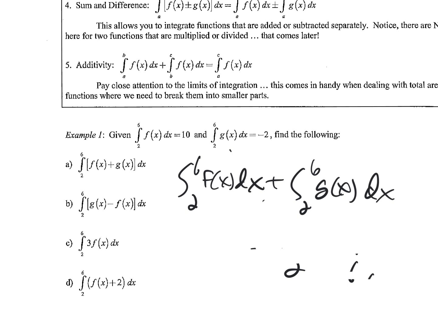Let me get rid of these. So they're telling me up here that this integral is 10. They're telling me here that that integral is -2. So I add those together. That's going to be 8.